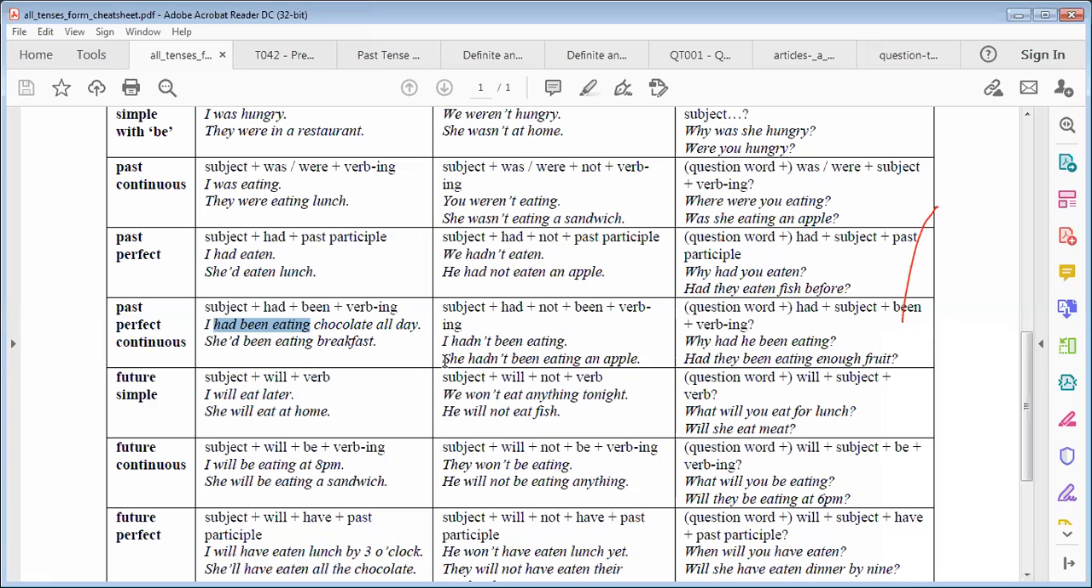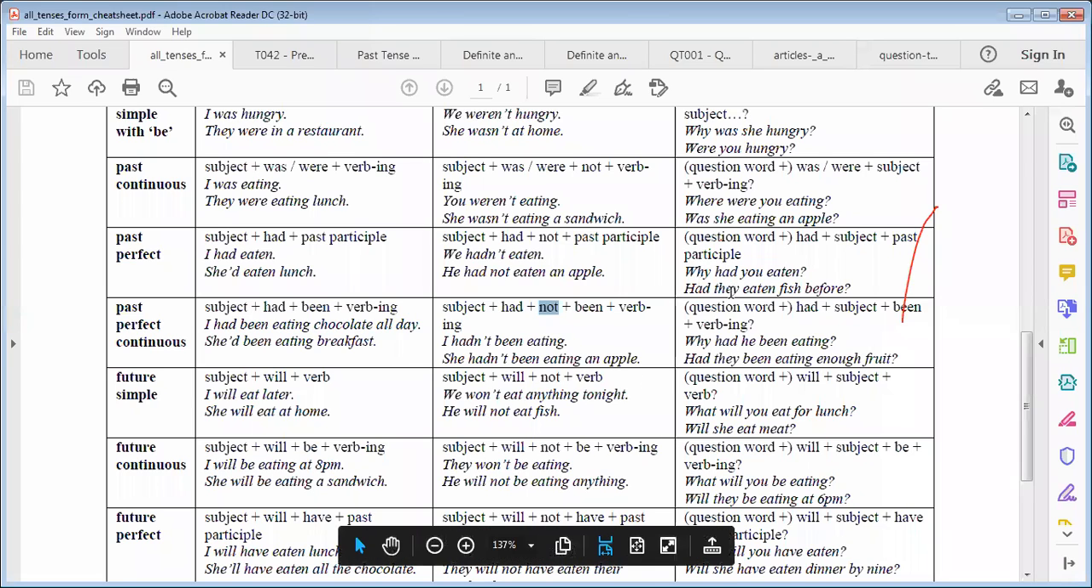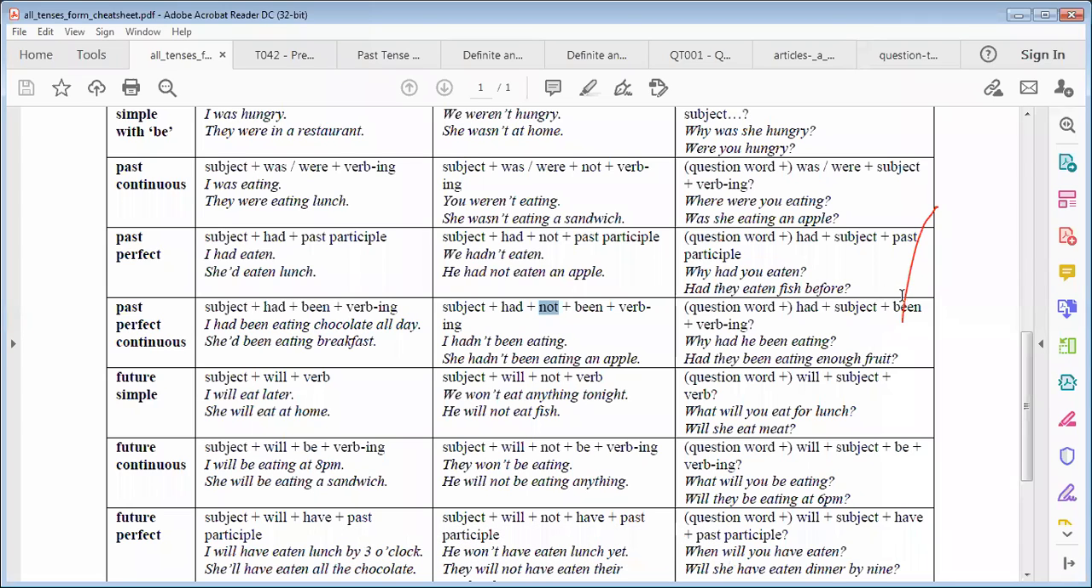How to form a negative sentence? Add not. Subject plus had plus not plus been plus verb plus ing. I had not been eating. So negation is always added after the helping verb and not before it. She had not been eating an apple. Question: WH word or question word, had plus subject plus been plus verb plus ing. Why had he been eating? Had they been eating enough fruit?